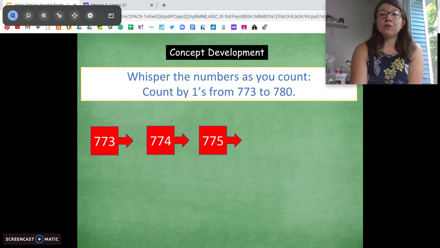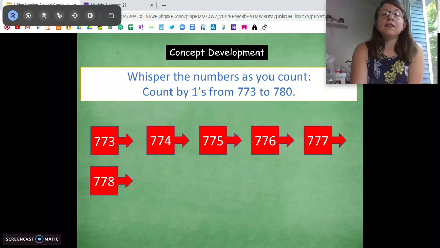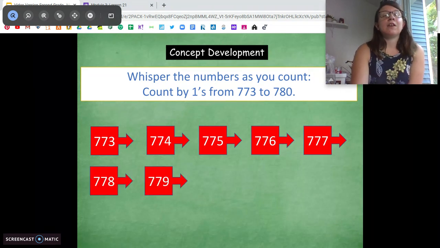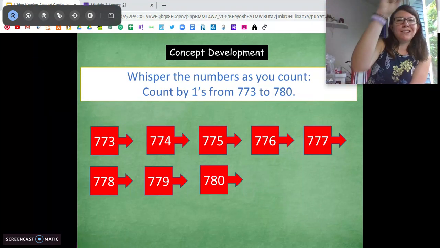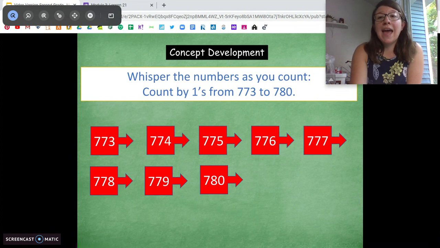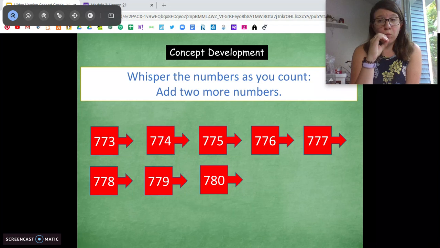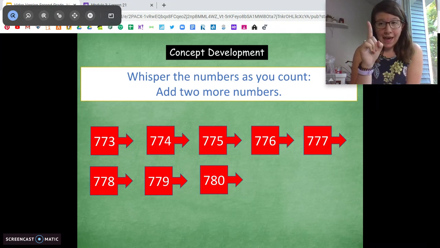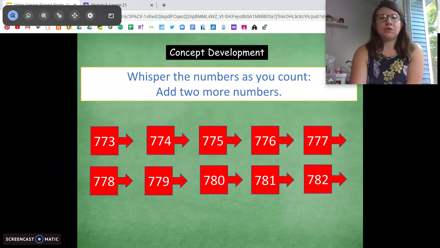774, 775, 776, 777, 778, 779, 780. Should have switched that over because we just hit a new 10. So we're going to move our 10 ones over, make a new 10. We're at 780. Let's add the next two numbers in our pattern. We're counting by ones, so we're going to add 1. 780, 781, 782. Good.